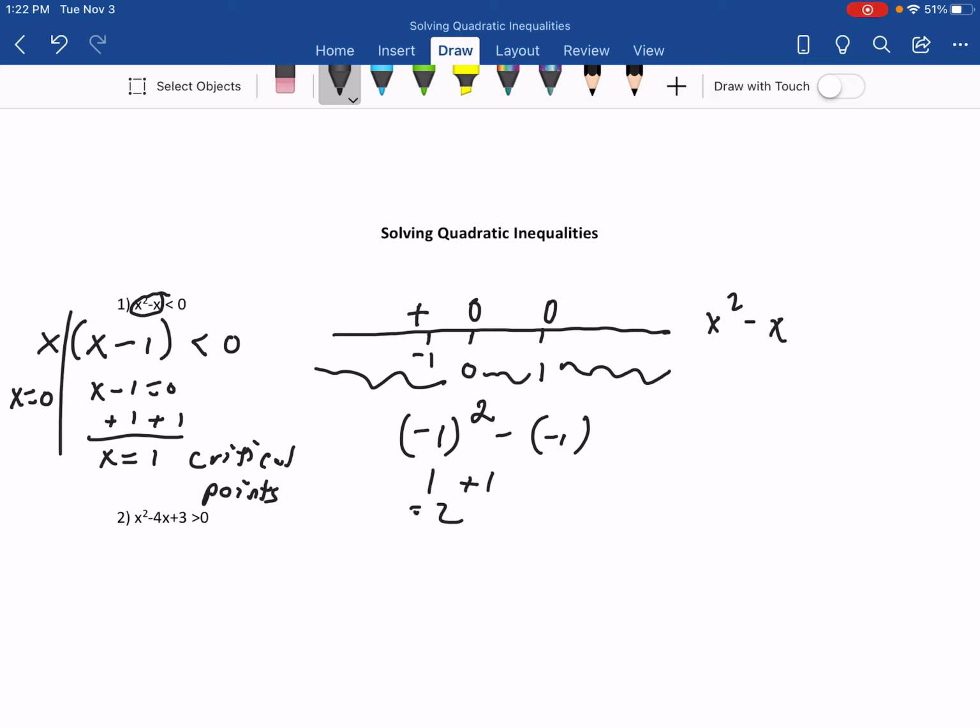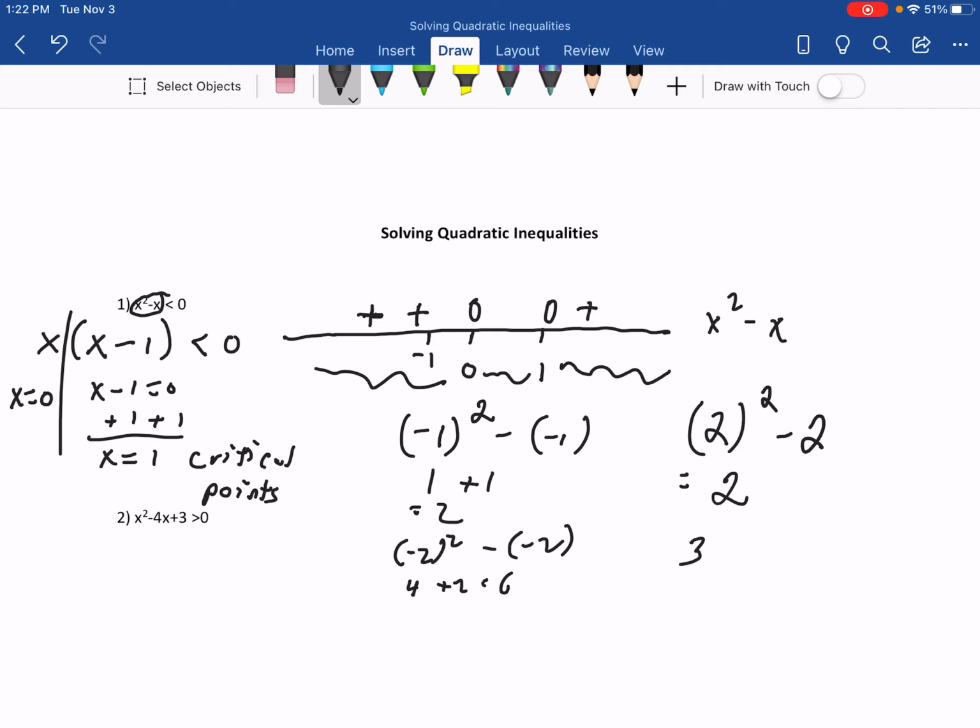Okay. Let's try another one to the left. Negative 2. So we have 4 plus 2 is 6. You can keep trying values to the left of 0. We can try negative 3 as well, but we're always going to get a positive. Let's try the right side. Let's try right of 1. Let's try 2. So it's going to be 2 squared minus 2, which is 4 minus 2, 2. So we get a positive there. If I try 3, it'll be 9 minus 3, 6. Positive, of course. So we know left of 0, the expression is positive. Right of 1, the expression is positive.